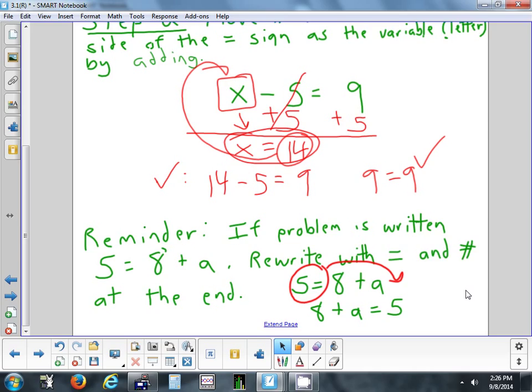That's all he did. All he did was switch what was on the left and the right. The 5 went to the right, and the 8 plus A ends up on the other side. We just switched what was on the left and right side of that equal sign. And that's fine to do. Most people like it when the variable's on the left. All right? People have this? All right, I'm going to go back up.